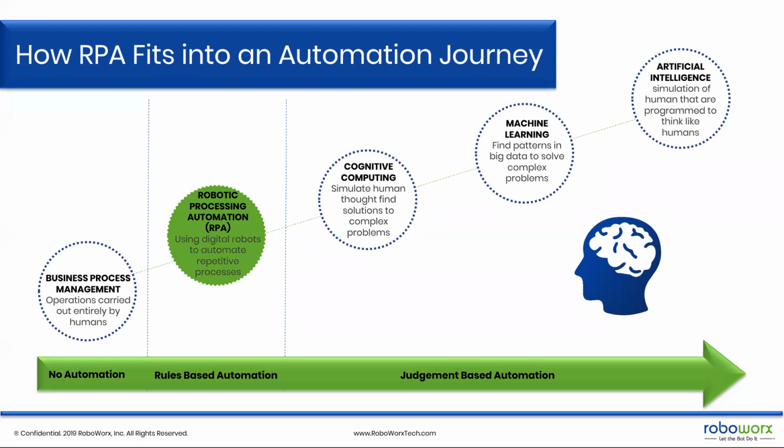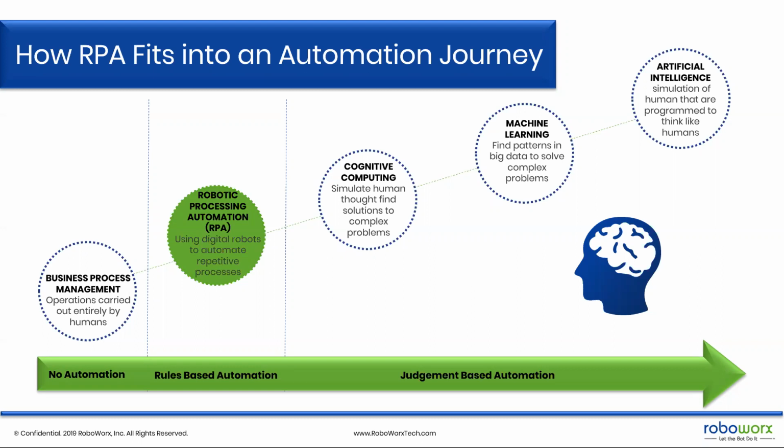So if you think about where we are today, for any company that's not using any automation tools right now, they're using traditional BPA, business process management, and operations and tasks are being carried out by human workers, right? That's what we're all used to. The next level of automation is what we call robotic process automation, RPA. And this is where we use digital robots. They're not real robots. It's not R2-D2 and C3PO. It's actually software. But what it does is it automates repetitive tasks that human workers are doing today. And I'm going to talk a lot more about that in the next few minutes.